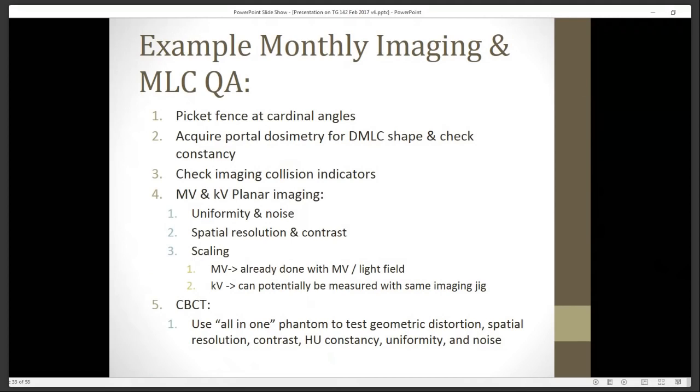Scaling, so scaling is already really done with the MLC, the megavolt, the light field, but the KV either should be done when you do the light versus radiation field as well, or do it at this point.